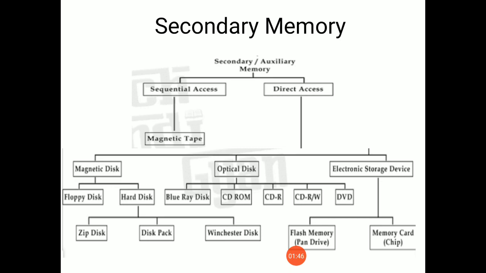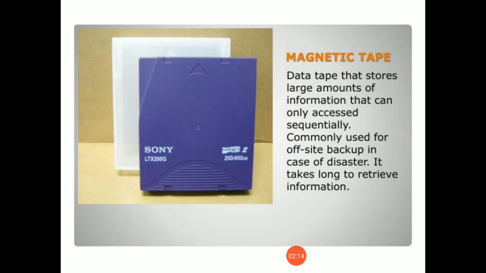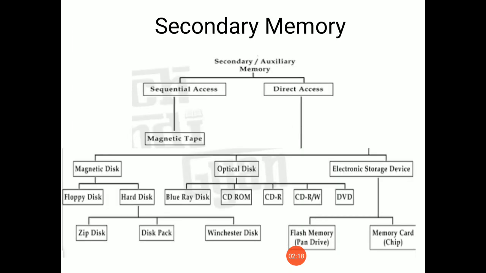So what is magnetic memory? Magnetic memory uses the property of a magnet for storing data, that is 0 or 1. It has been in use since the first generation of computers. It contains a data storing surface coated by magnetic oxide. The first type of magnetic memory that I am going to discuss is magnetic tape, which is also called sequential access memory.